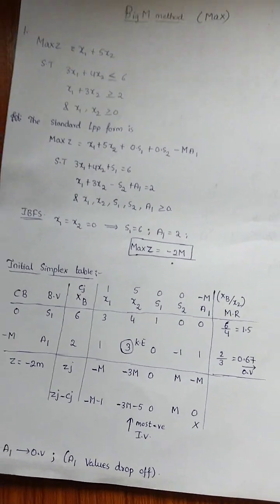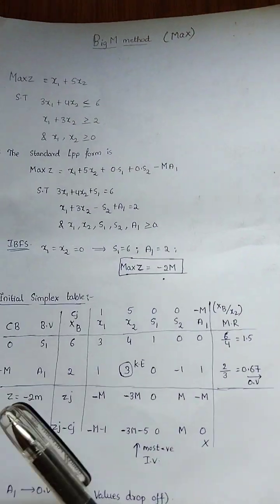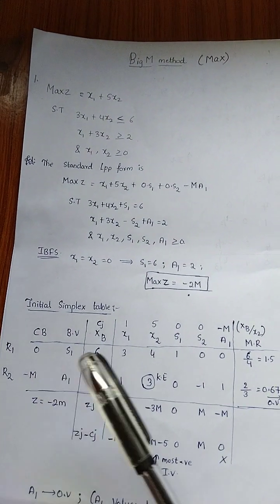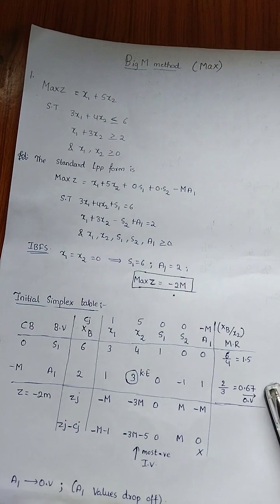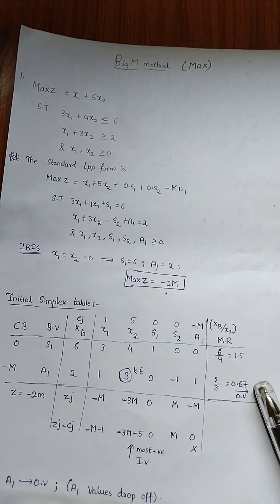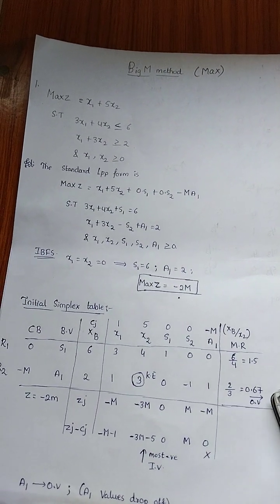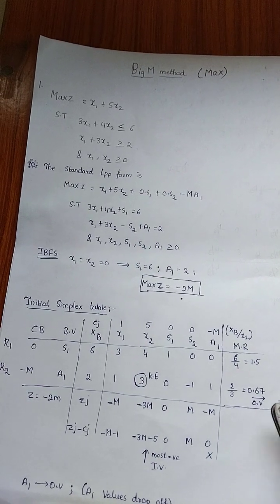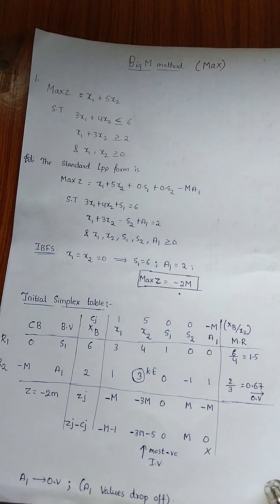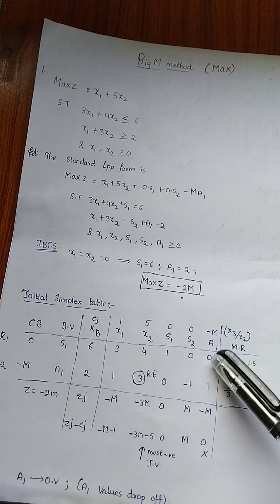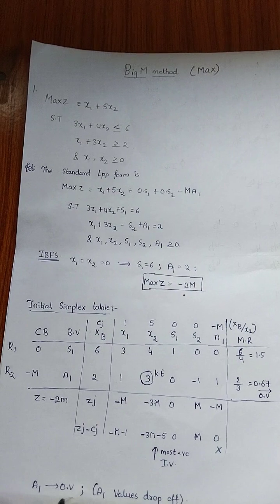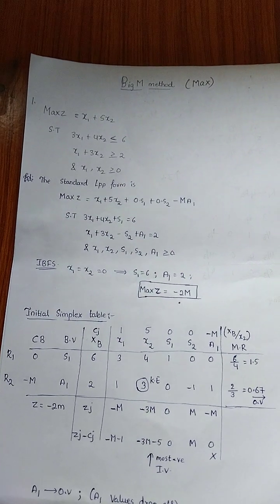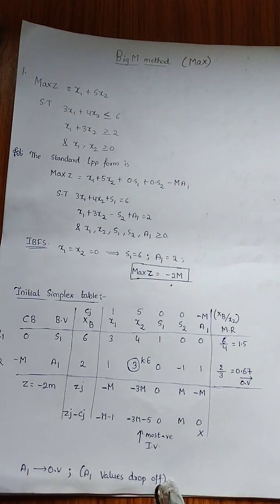See, here you have to remember one point: if the outgoing variable is an artificial variable, just drop that variable completely in the next simplex table. That means there is no need to write the value of a1. That's why I put a cross mark here. So a1 is the outgoing variable, so you are going to drop the a1 values.